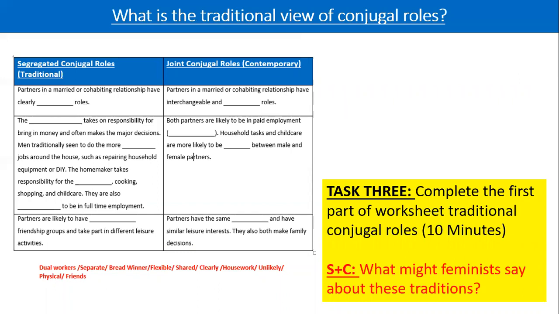Okay, right, so some key words here just for you to fill out. You're more than happy to write these down. I would encourage you to do so. You might want to wait to the end, but there's some key words to fill out there. I'm just going to give you 5 to 10 minutes, obviously pause that, and then we'll go over the answers, sort of what the difference is between segregated conjugal roles and joint conjugal roles.